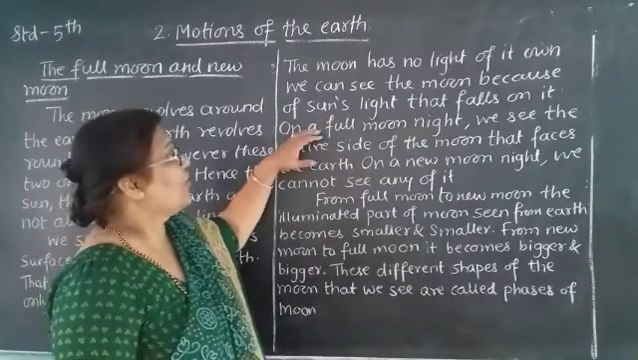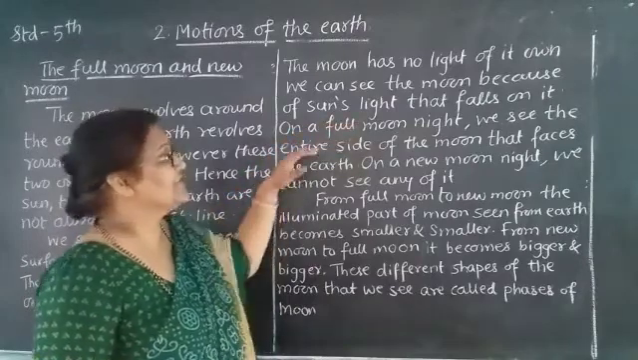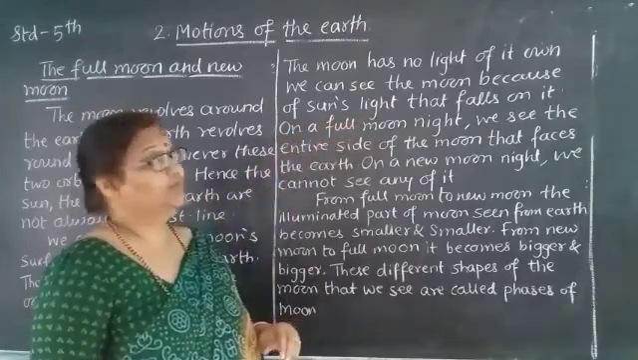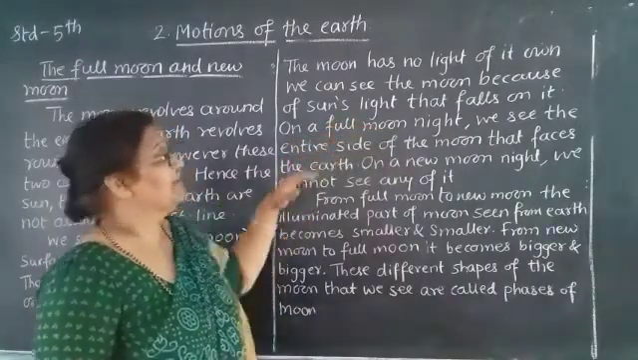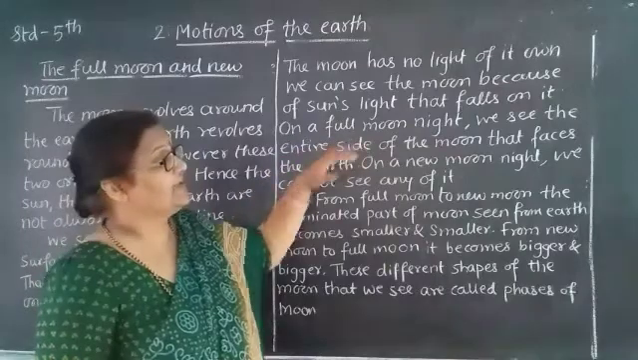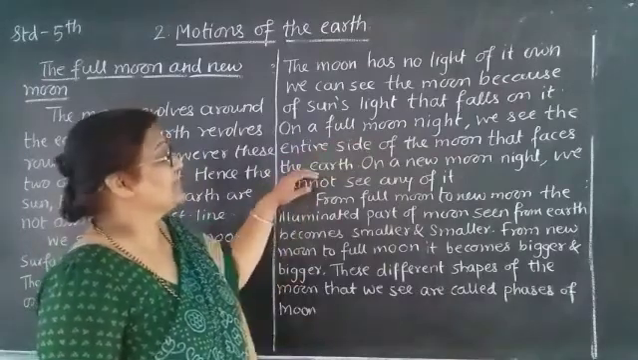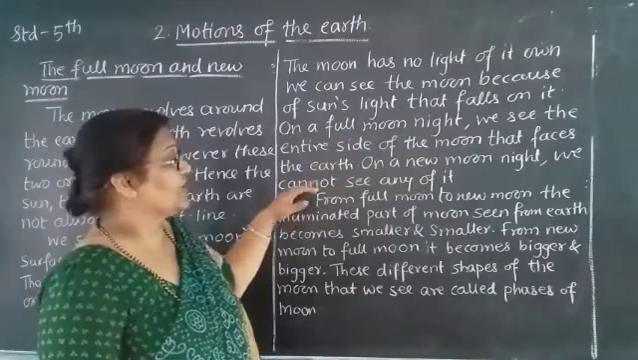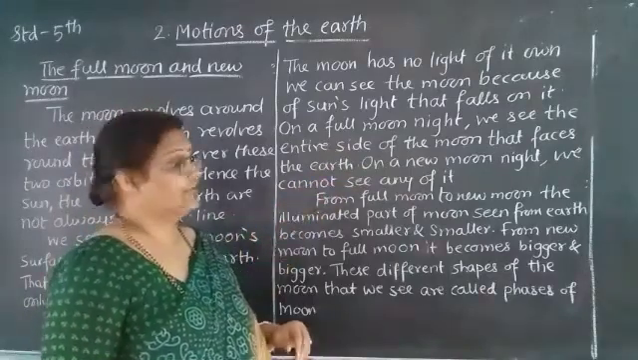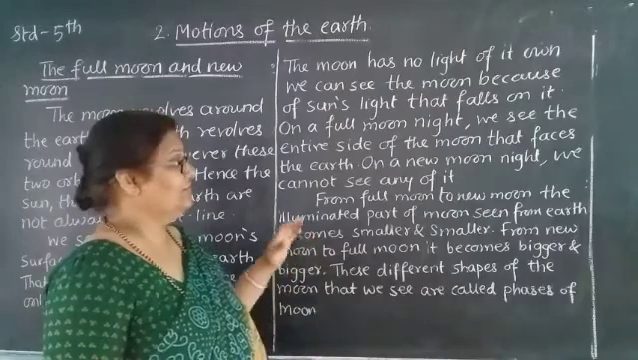On a full moon night, we see the entire side of the moon that faces the earth. On a new moon night, we cannot see any of it.